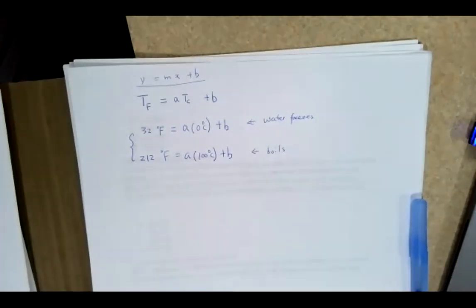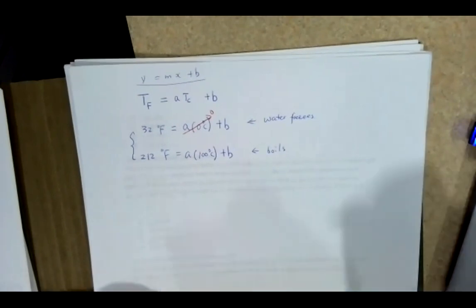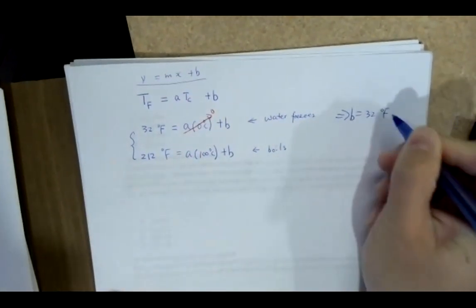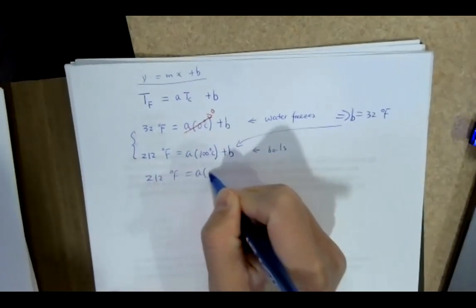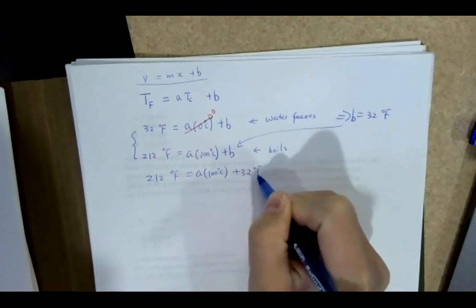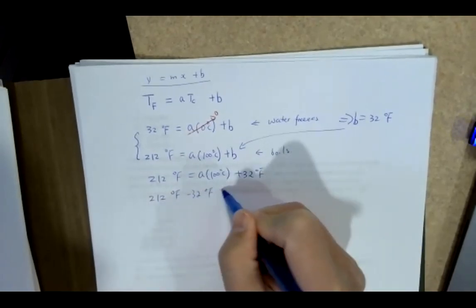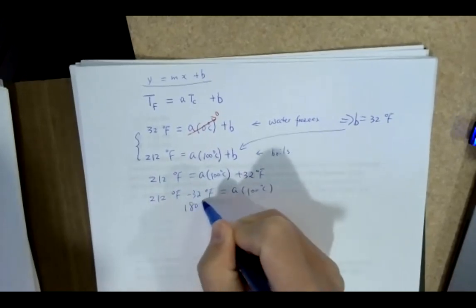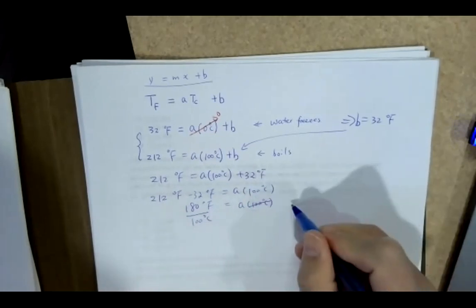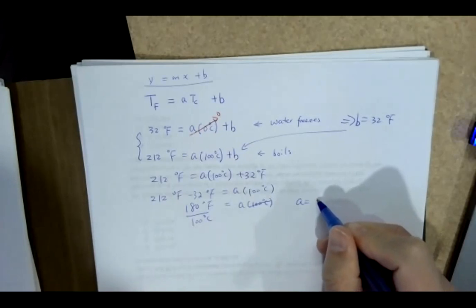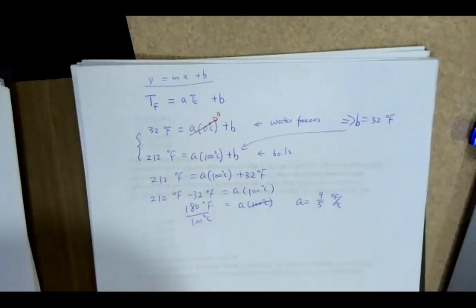From the first equation, you can realize that A times zero should be zero, so that goes away. That tells you B is equal to 32 degrees Fahrenheit directly. Then you take B into the second equation and solve for A. So 212 equals A times 100 degrees Celsius plus 32 degrees Fahrenheit. Subtract both sides by 32 degrees: 180 degrees Fahrenheit equals A times 100 degrees Celsius. Then divide both sides by 100 degrees Celsius. That will be your A, which is 1.8, or 9 over 5 if you write it as a fraction, in degrees Fahrenheit over degrees Celsius.